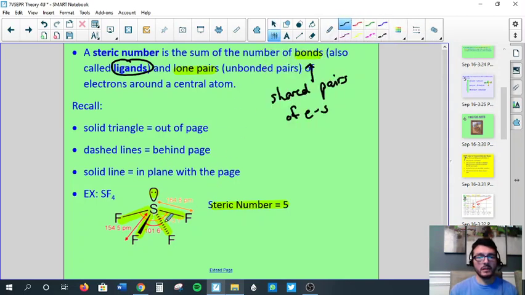Let's change back to pen. The dashed line means the opposite. It's going behind the page, away from you. These straight lines here just mean that they are in plane with the page. Okay, so that's what those lines mean.